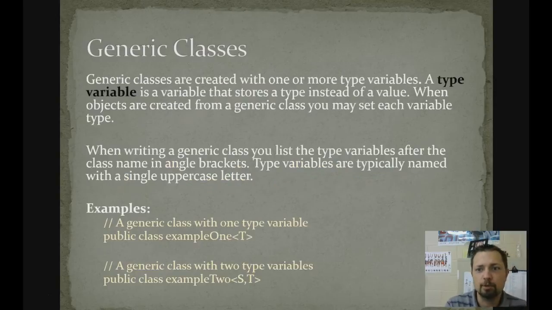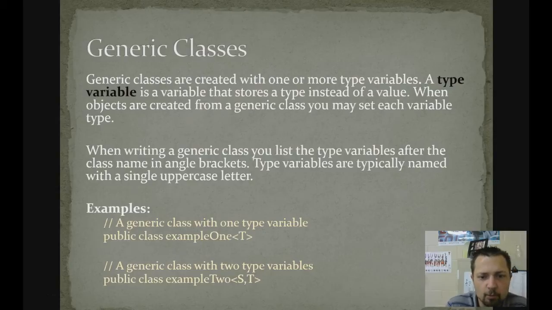Generic classes are created with one or more type variables. A type variable is a variable that stores a type instead of a value. When objects are created from a generic class, you may set each type variable. Alright, when writing a generic class, you list the type variables after the class name in angle brackets. The type variables are typically a single uppercase letter.